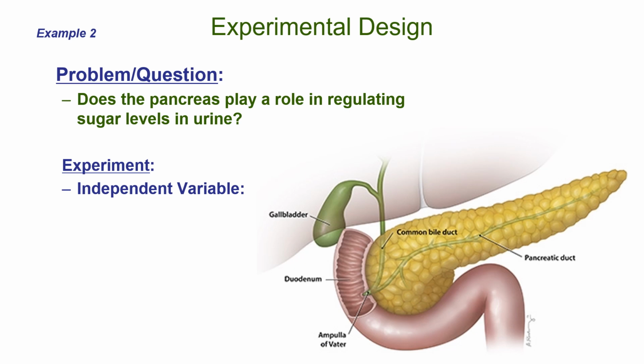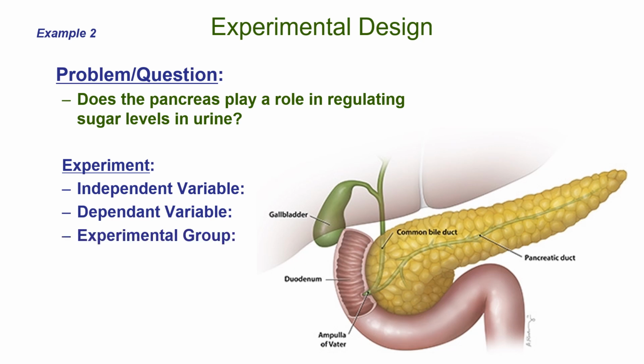Their independent variable for this experiment was whether or not the pancreas was present. They basically just had two groups of dogs, one that kept their pancreas and one that had it removed. Their dependent variable was measuring the amount of sugar in the urine that was produced. So they're going to go back, do their experiment properly, and they're going to actually measure the amount of sugar that's found in the urine created by dogs that have their pancreas and dogs that have lost their pancreas.